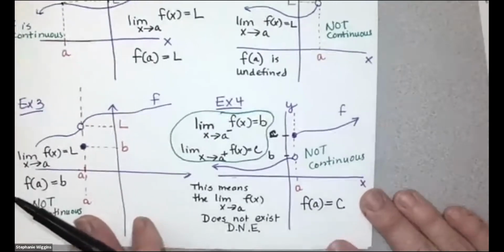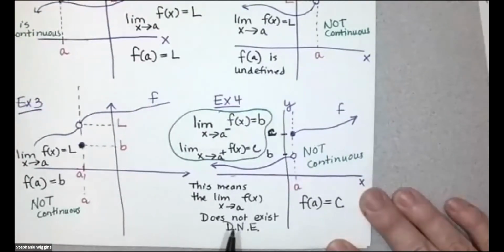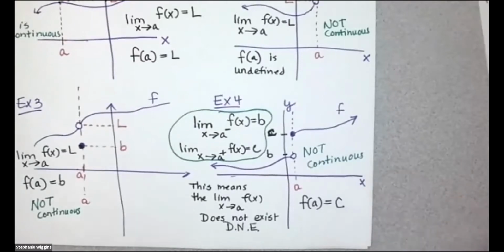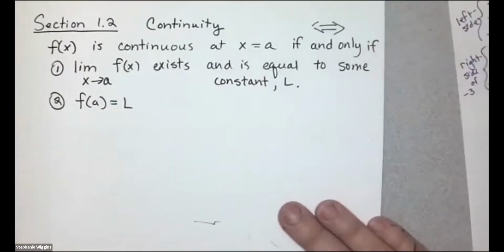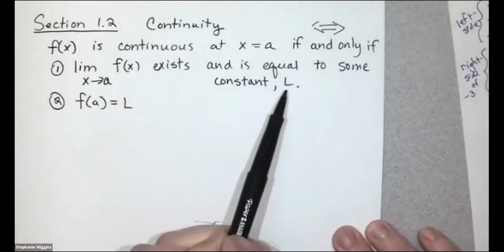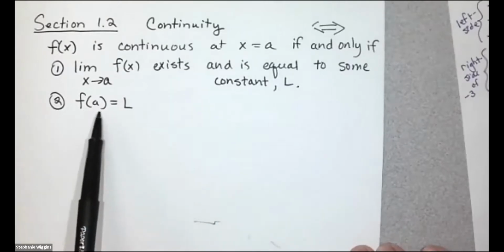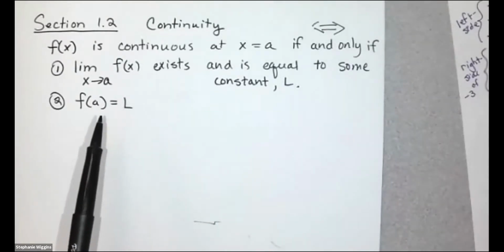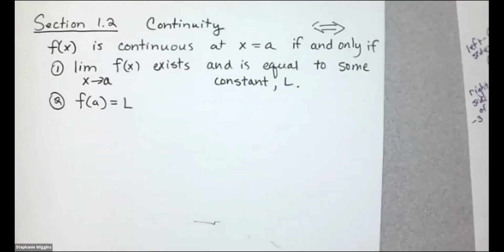And of course, here, the limit doesn't even exist, so there's no way it can be continuous, okay? So you have to have the two conditions. You have to have that first, the limit has to exist, it has to equal L, and the function value also has to equal L, okay? Any questions about that?